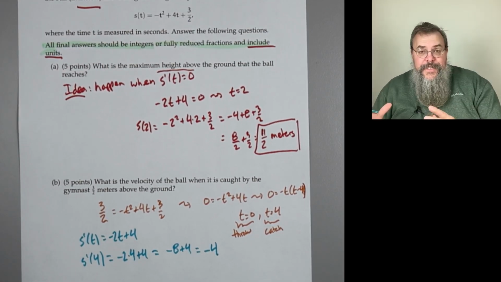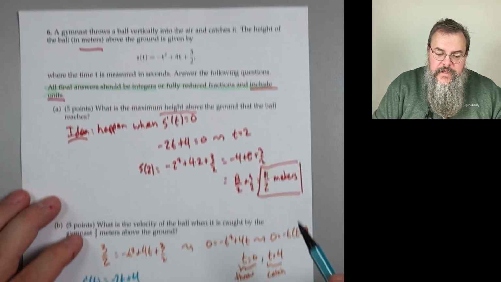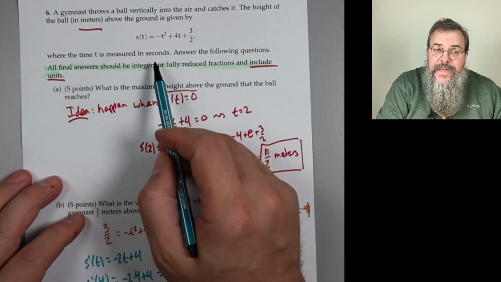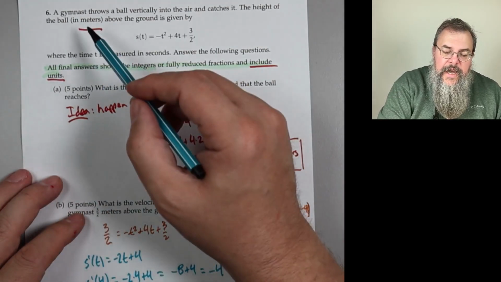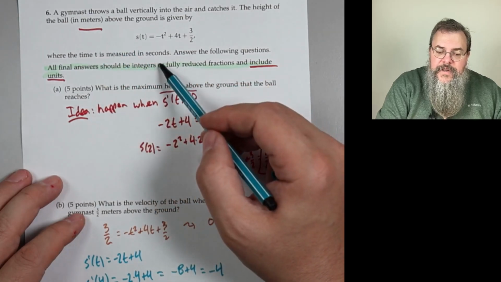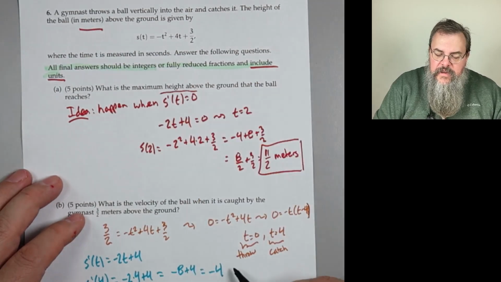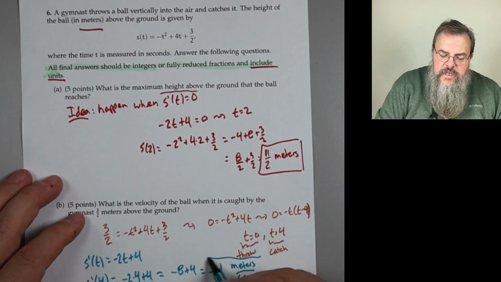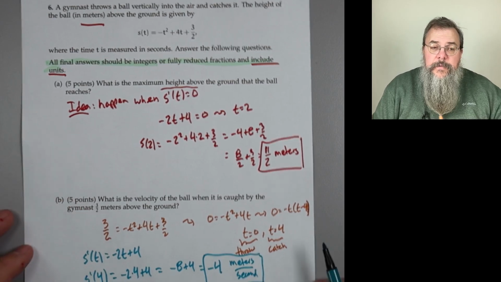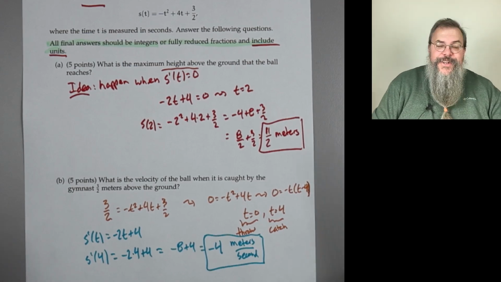Now, units. Distance is meters. Time is seconds. So the velocity is output over input, right? The output of S is a height, it's meters, input is t in seconds. So it's negative 4 meters per second. Now, quick question. Do we include the negative 4? I mean, I already put a box around it, so that's probably a clue. Yeah, you probably should include it.